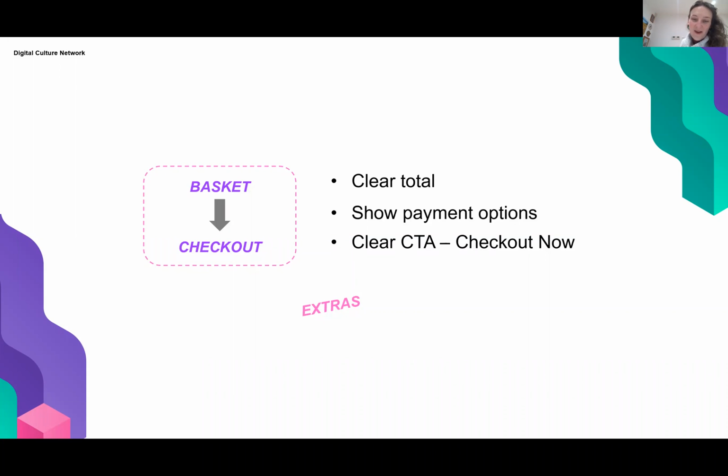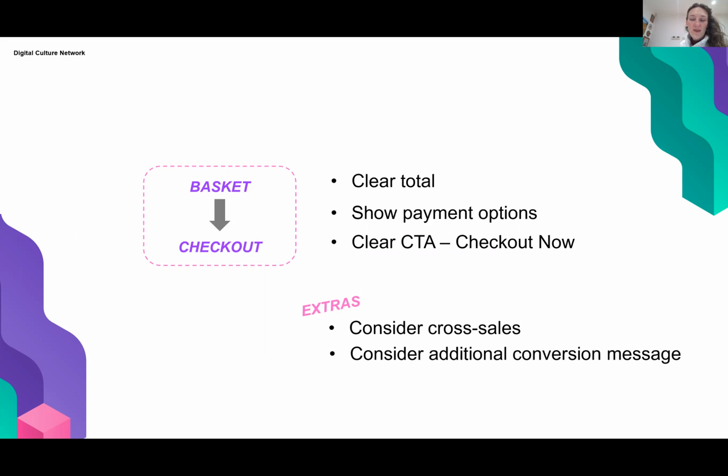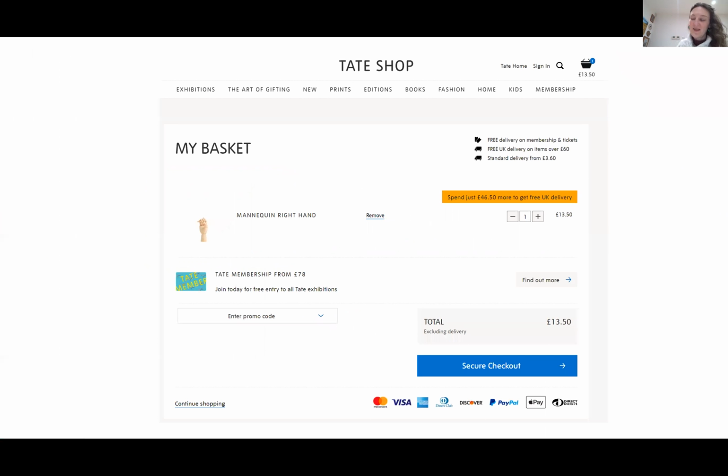Before examples, there are a couple of extra things we can think about. We can think about whether there might be any items we could also promote to our customer at the same time in the basket. And we also might think if there are any other messages we could add to our basket, which might help the conversion rate. So let's look at some examples.